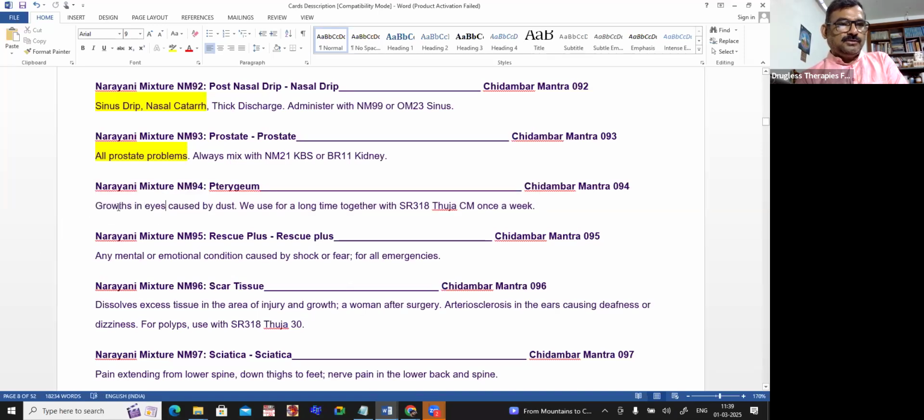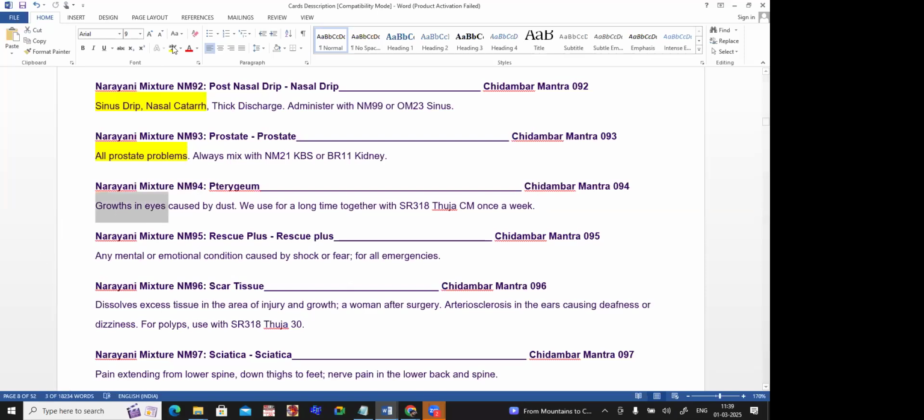Simple thing is growth in the ears. But sir, if somebody has warts near the eyes, like some kind of skin growth in the outer area of the eye, then which one do you suggest? Thuja only or any other thing?